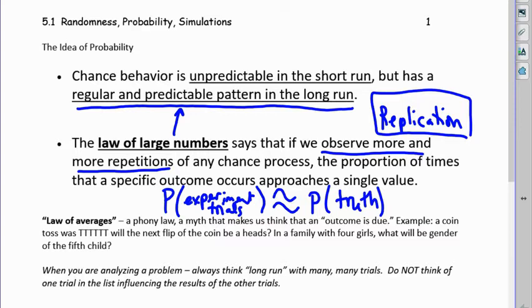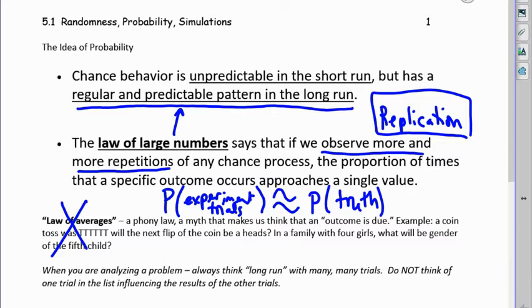Now, some people say, like, hey, I've been playing this lottery for a long time, I'm due, or we've just had 5 boys in a row, we're due for a girl. That's a phony law. It's called the law of averages. It's different from the law of large numbers. This is false thinking that just because you've tossed 6 tails in a row, the next flip of the coin is going to be heads. We have to remember that on that next flip, it still will go back to being 50-50, a chance of tails or heads.